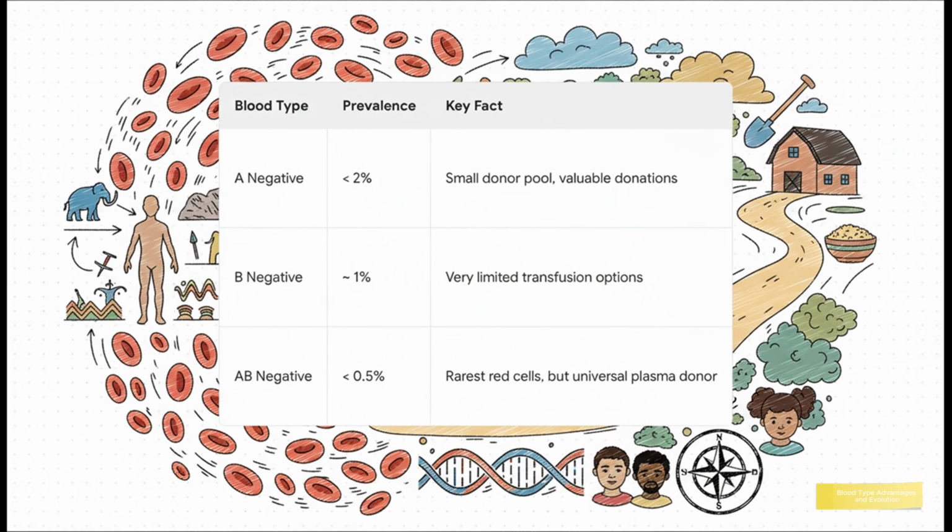And believe it or not, it gets even rarer from there. You've got A negative and B negative found in just tiny slivers of the population. Their donations are unbelievably valuable. And then you have the holy grail of rarity, AB negative. Less than half of 1% of people have it. But here's the twist. While their red blood cells are the rarest, their blood plasma is the exact opposite. It's universal and can be given to anybody.